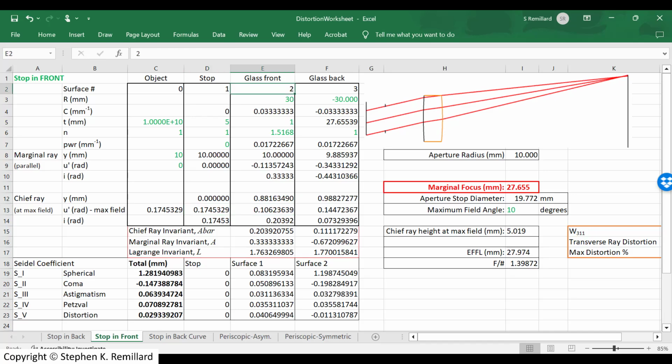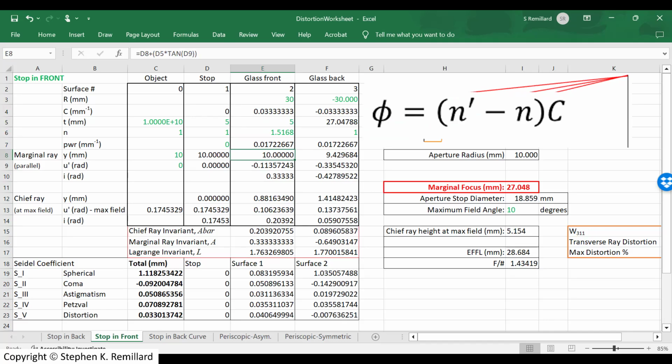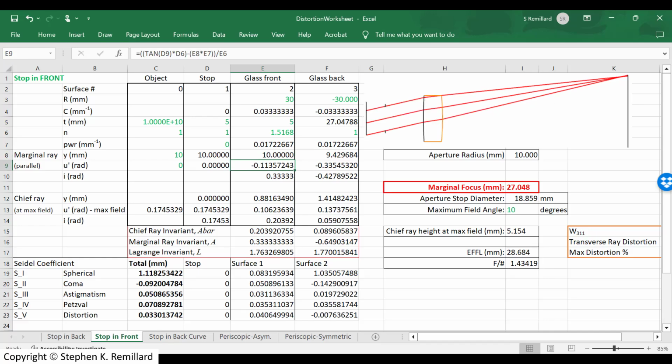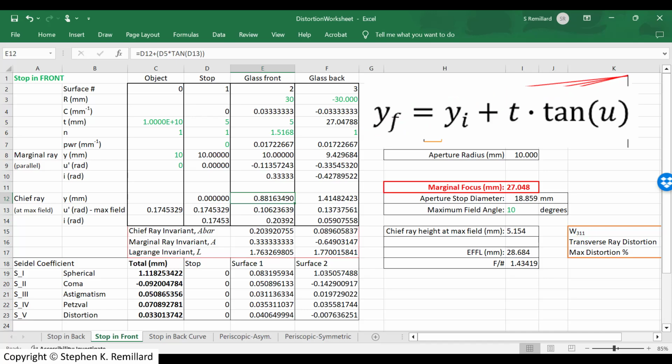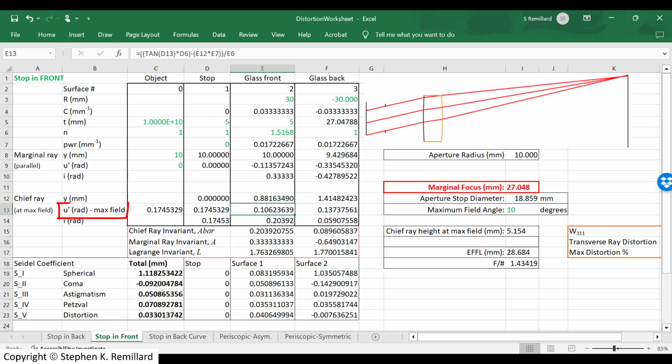So the front surface of the glass is surface 2 with a radius of curvature of 30 millimeters, and the glass has a thickness of 5 millimeters. Surface power is then calculated. That's still at the same 10 millimeter height. U prime is the angle after refraction, and that's calculated from the refraction equation. The chief ray as well has a new height, a straight line extrapolation from the aperture stop to the lens, and then it refracts. U prime is the angle after refraction, and the refraction equation is used to find it.